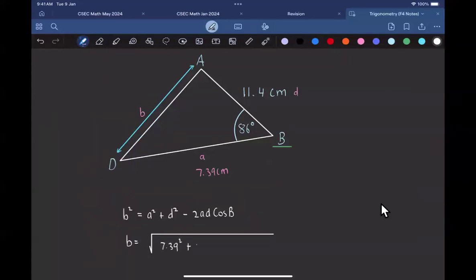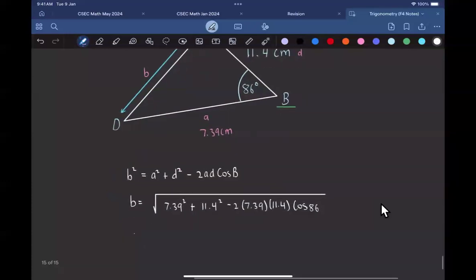plus 11.4 squared minus 2 bracket 7.39 by 11.4 cos 86. Yeah, so plug that into the calculator and let me know what you get.